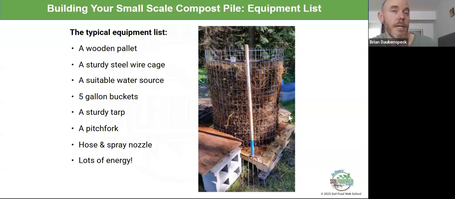We're always considering the water that we're using for the pile. You're constantly thinking about these microbes and what's happening to them. So if you're putting chlorinated water on this pile, that's a problem. So everything you're doing, you're thinking critically about these microbes, how they're your pets. You're trying to keep them alive. You're trying to get them to multiply. 5-gallon buckets for measuring and also perhaps for soaking materials in, a sturdy tarp, a pitchfork, hose and spray nozzle, and lots of energy and good health.